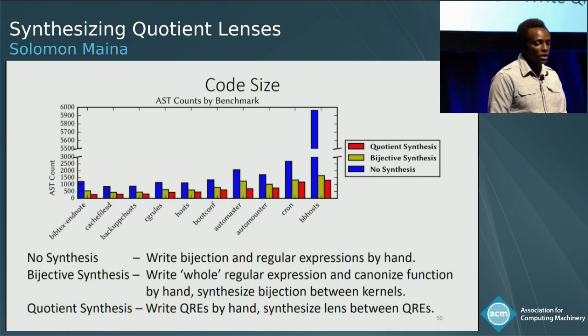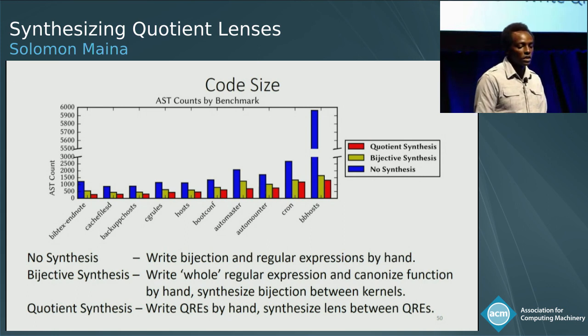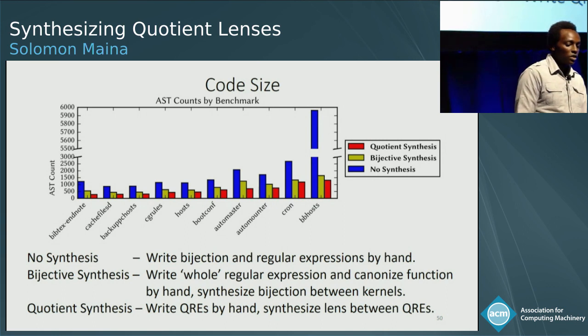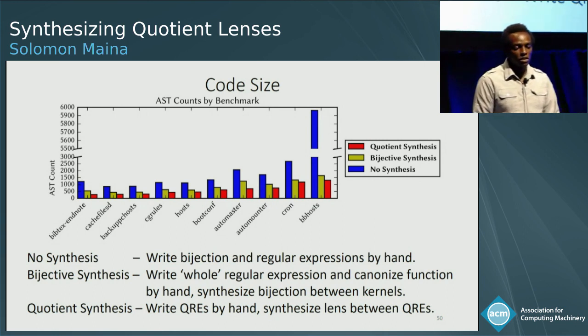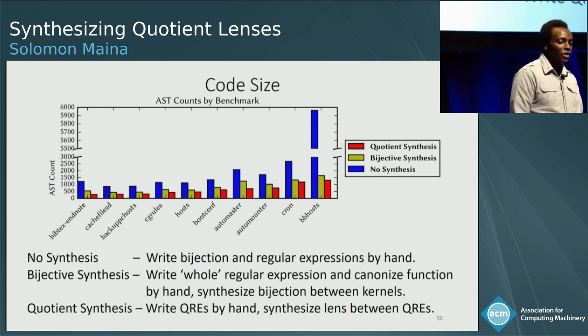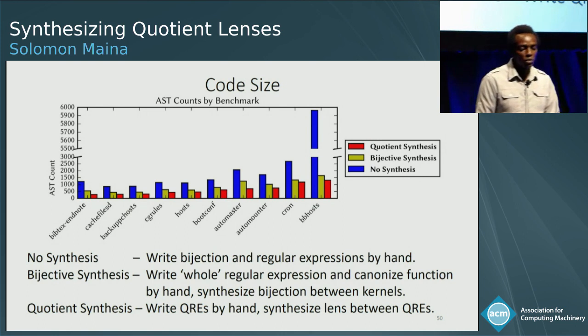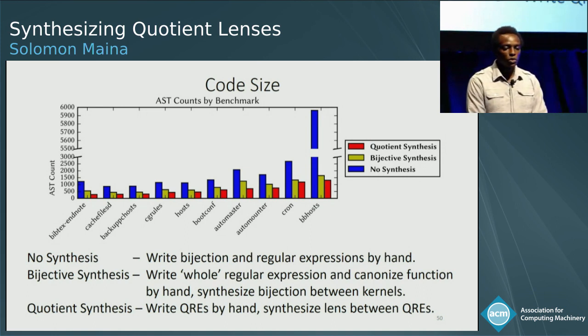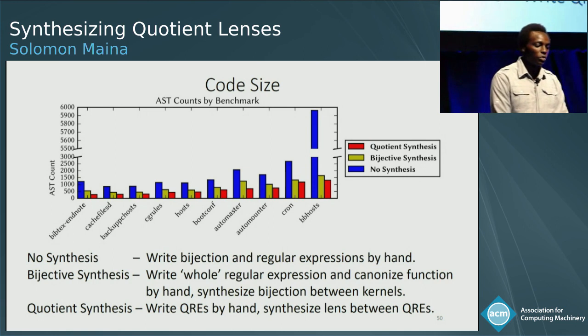And what we find is that for each of these benchmarks, not synthesizing anything leads to more AST nodes. Using a little bit of synthesis, or using a lot of synthesis but writing canonizers and whole formats by hand, leads to less code, but still a lot of code. And then in quotient synthesis, where we write just the QREs but then synthesize the lens between QREs, we get the least amount of code.